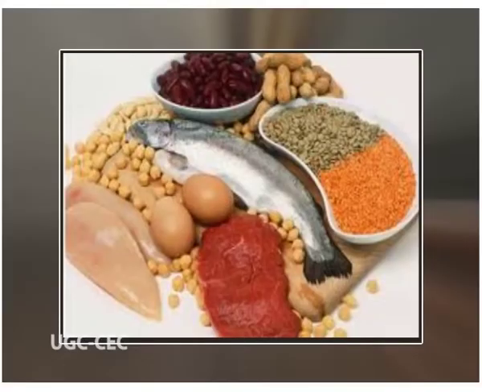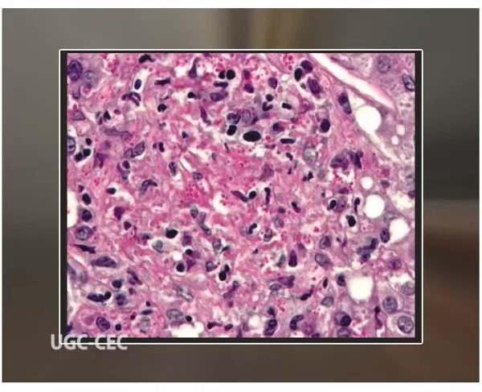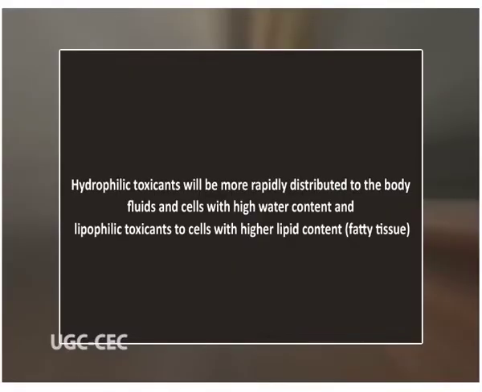Three components are of major importance for the intracellular distribution of toxicants: content of water, lipids, and proteins in the cells of various tissues and organs. The above-mentioned order of compartments also follows closely a decreasing water content in the cells. Hydrophilic toxicants will be more rapidly distributed to the body fluids and cells with high water content, and lipophilic toxicants to the cells with higher lipid contents, that is fatty tissues, actually.